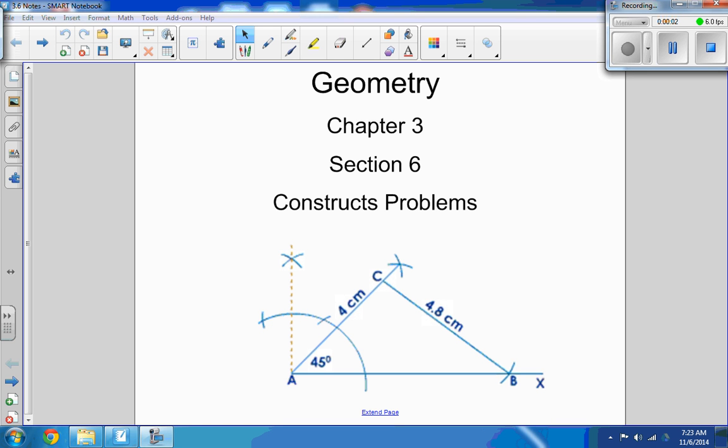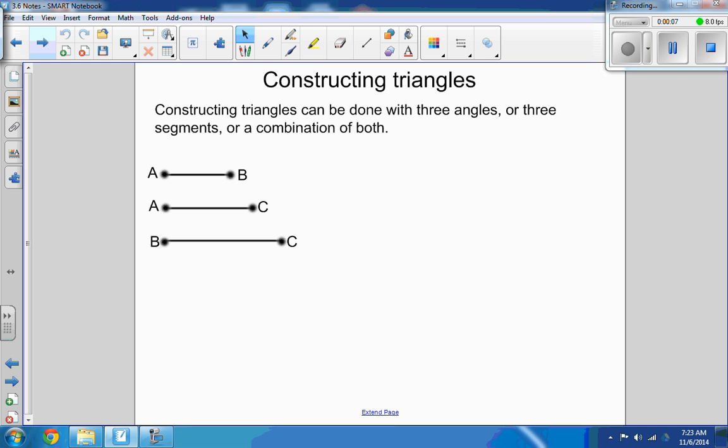Geometry, Chapter 3, Section 6, Constructs Problems. So we're going to first look at constructing triangles, and there's a number of different ways that they can be done using 3 angles, 3 segments, or a combination of both. We're going to start off by constructing a triangle using 3 lengths.